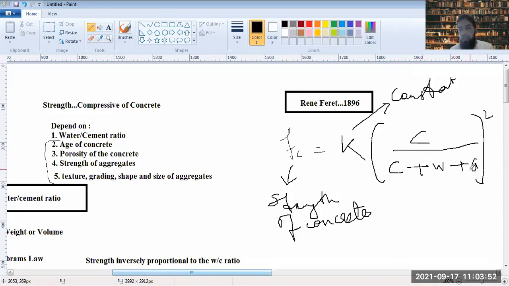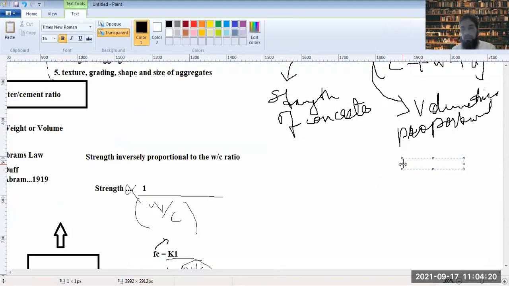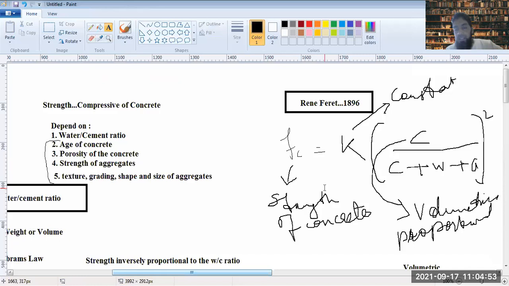Now these C, W, and A are the proportionality values with respect to the volume. C is the volumetric proportion of cement. Then you have W, which is the volumetric proportion of water, and A, which is the volumetric proportion of air. So they are proportional with respect to each other, and it's a square equation, so it's a power equation here.